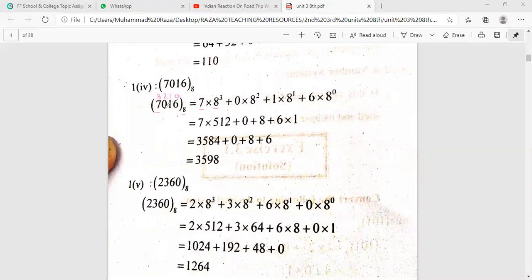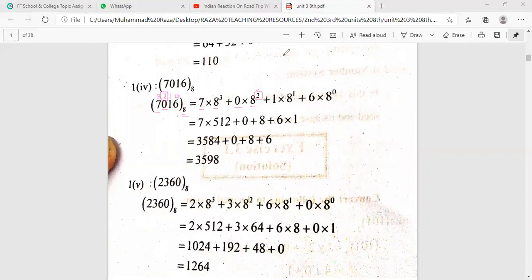Then the new number will be 0. So we write this 0 here. And now again we write multiply with 8. This is the base 8. And why does base 8 have power 2? Because the 0 has power 2 here. So here we write 2.